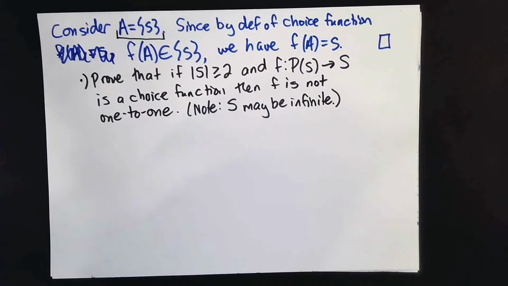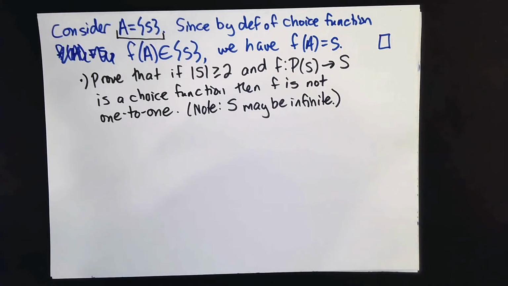Okay, so here's another example. Let's now show that in fact no choice function is 1-to-1, at least assuming that the size of the set I'm looking at is at least 2. And I want to note, by the way, that we do make the obvious choice that infinity does count as being greater than or equal to 2.